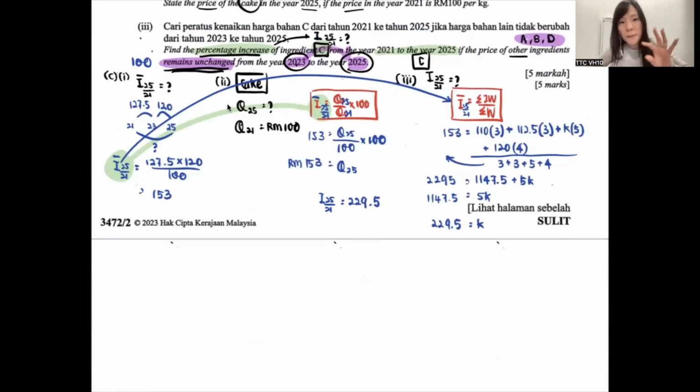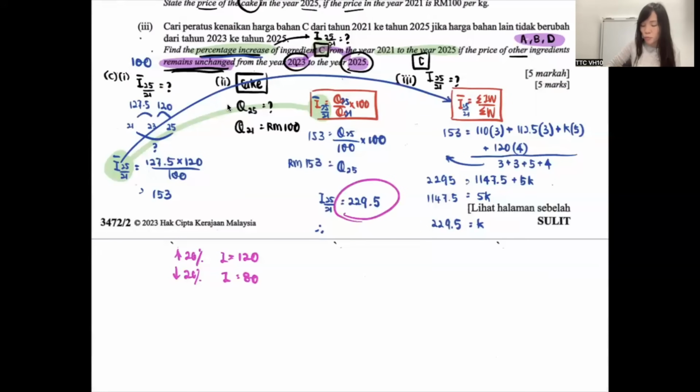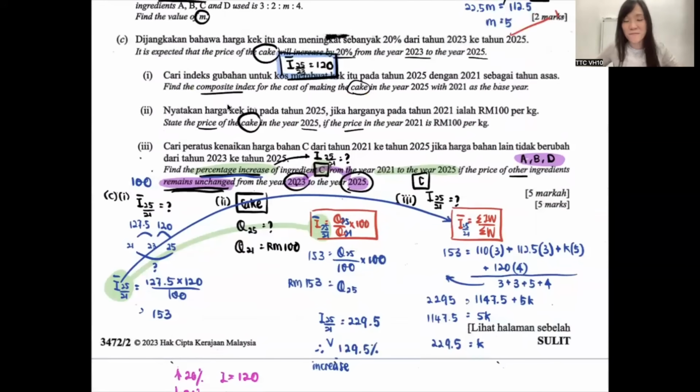Now, don't stop here. People asking you the percentage increase, so your answer should be a percentage. So this is already the answer, but remember, the base percentage is 100. So whenever you increase 20%, your price index is 120. Make sense? When you decrease 20%, your price index is 80. Correct? Now the amount is so big, but you didn't increase 229.5% because your base is 100. So 229.5 minus 100, that means you increase 129.5%. I should have the word increase in front. Increase 129.5%. Done.